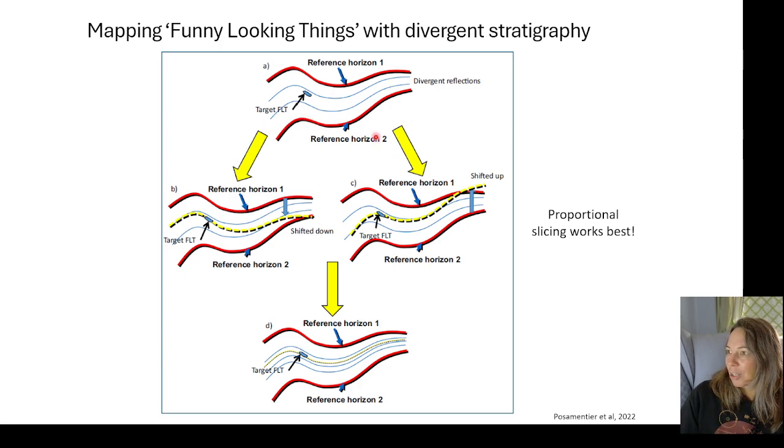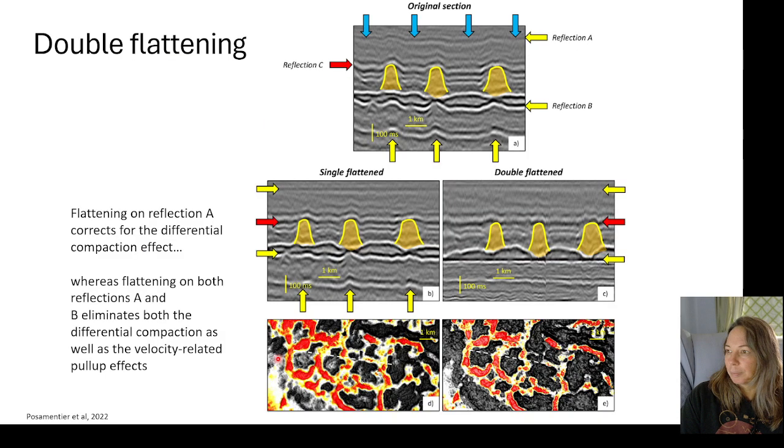In this case, and it's a great example in the paper, you may have that kind of funny looking thing, that FLT that you're trying to understand in your seismic data. And you've got a few reference horizons that you can map out. You could try shifting it down relative to the top horizon and seeing part of it. You could try shifting it up relative to the bottom horizon, but since you've got this time thickness, it's still not quite right. And so in this case, you can do that proportional slicing to get right in the middle and really try to image a horizon that really reflects the location of that funny looking thing.